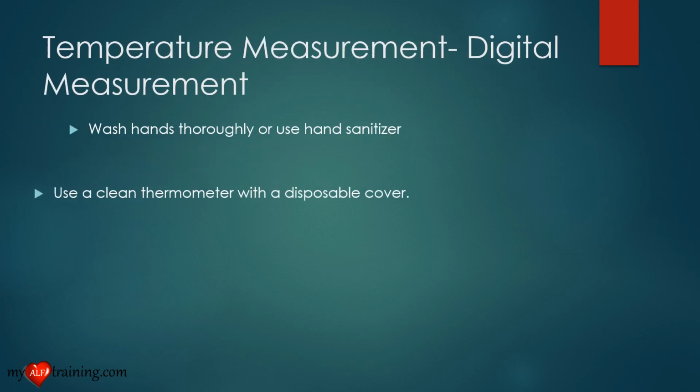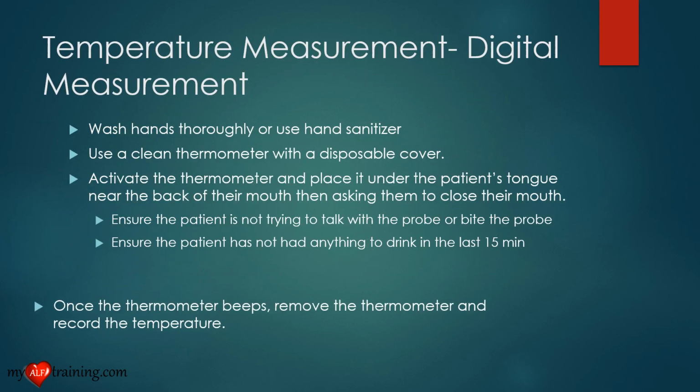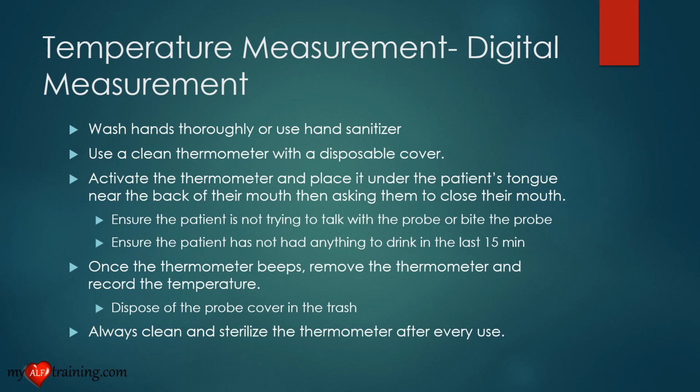Measuring temperature with a digital thermometer. Once again, we're going to wash our hands thoroughly or use hand sanitizer first. We will make sure that we have a clean thermometer that has a disposable probe cover. Activate the thermometer and place it under the patient's tongue near the back of their mouth, and then ask them to close their mouth. We need to make sure that the patient does not try to talk with the probe in their mouth or bite the probe.